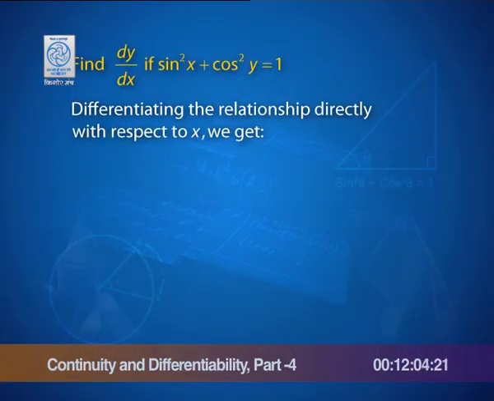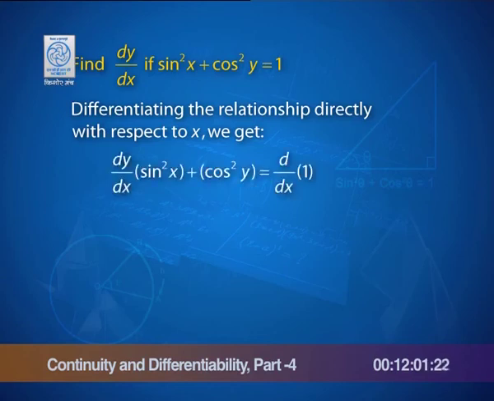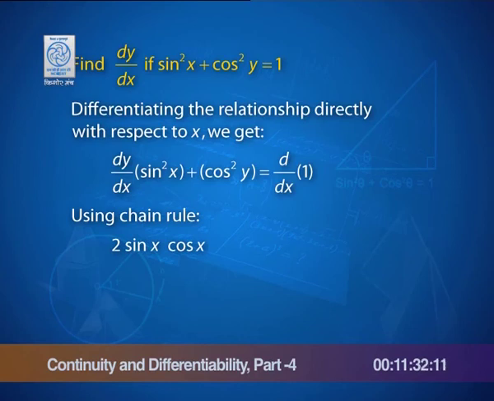Differentiate the relation with respect to x, we get derivative of sine square x plus derivative of cos square y equal to derivative of 1. So, we are differentiating both sides of the given expression. Derivative of sine square x is not a problem, but note that cos square of y is present, not x. So, this is where you have to watch out. Using the chain rule, I get the derivative of sine square x as 2 sin x cos x. We are interested now in understanding what the derivative of cos square y would be.